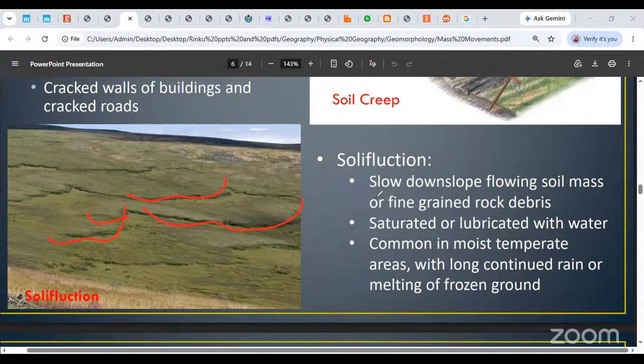Now let's try to understand this does not happen everywhere. What is required here is a land base.